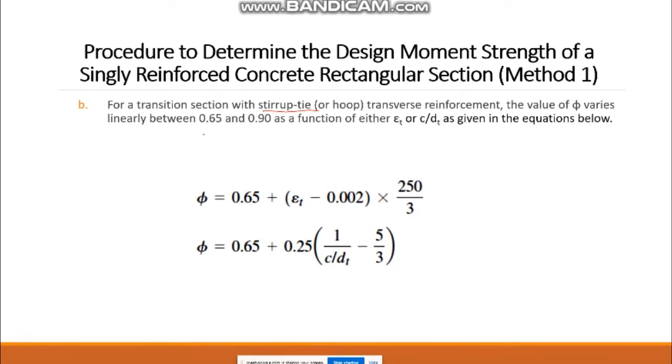So, as you can see, kini 0.65 man yung compression control, di ba? While kini siyang 90 natin is tension. So ang value na pinaka will vary between 0.65 up to 0.9, no? As a function of epsilon T. Or nasa formula, kung pipili ka ganahan mag-compute ng epsilon T, na naman kay C, na kay D sub T, pwede po na gamiton. So, in terms of epsilon T, ito yung formula natin. So, reduction factor is equivalent to 0.65 plus, okay, epsilon T minus 0.002 times 250 over 3.